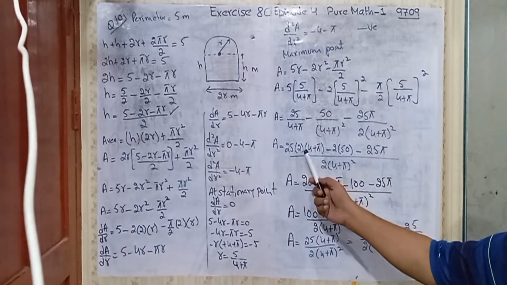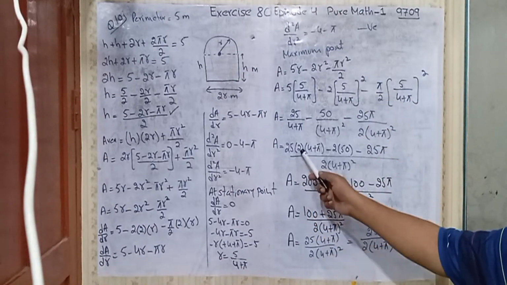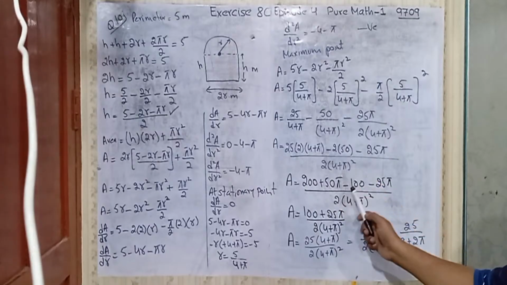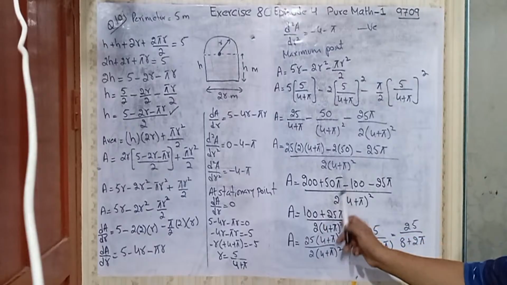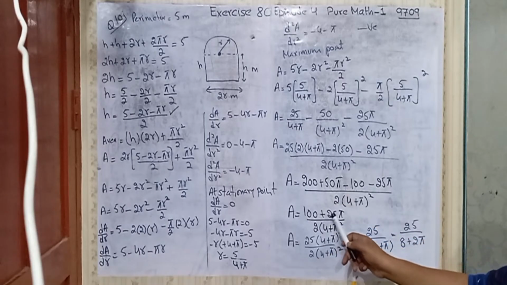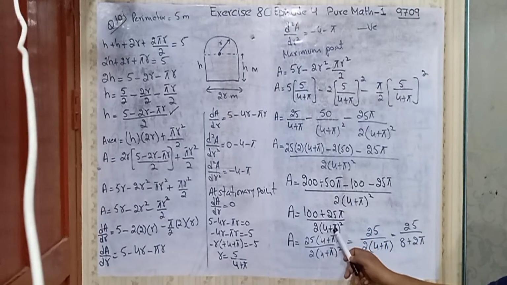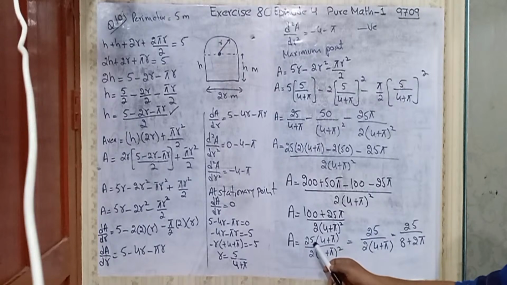So you will have here 250 pi minus 100 minus 25 pi. So it will be 100 plus 25 pi divided by 2 into 4 plus pi whole square. So you can take 25 common. So you're left with 4 plus pi. In the denominator, you have 2 into 4 plus pi whole square.